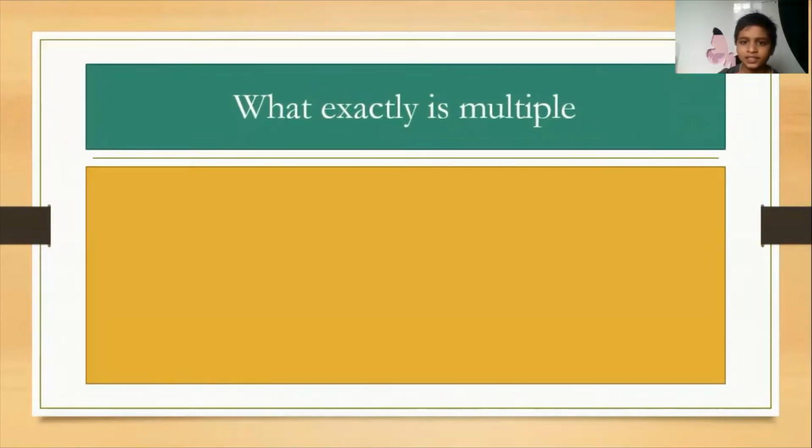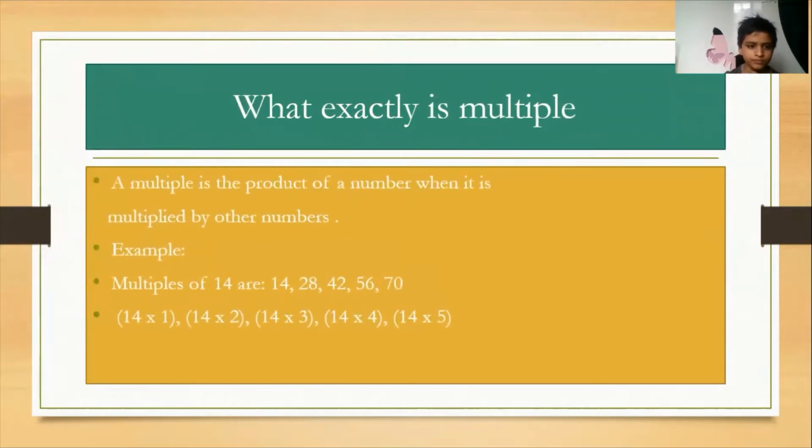What exactly is a multiple? A multiple is the product of a number when it is multiplied by another number. Example, multiples of 14 are: 14 ones are 14, 14 twos are 28, 14 threes are 42, 14 fours are 56, 14 fives are 70.